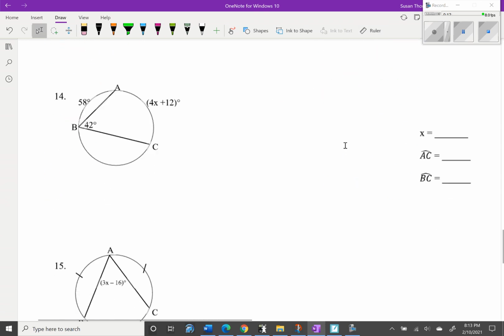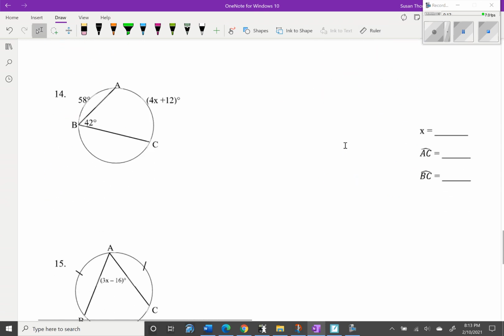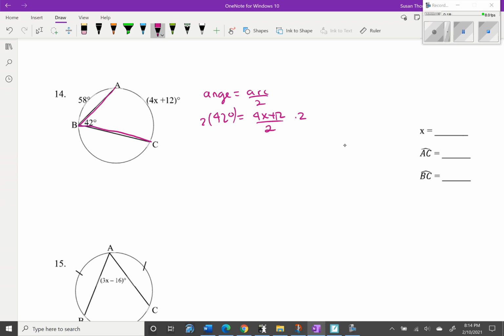Looking at question number 14, we're trying to find first x. So to solve for x, we are given this inscribed angle is 42 and the arc is 4x plus 12. That's the intercepted arc. So again, remember that the angle equals the arc divided by 2. So 42 degrees is equal to 4x plus 12 divided by 2. Multiply both sides by 2. And we get 84 is equal to 4x plus 12.